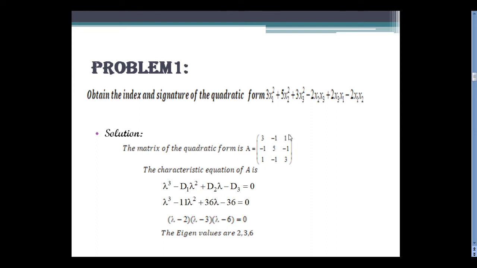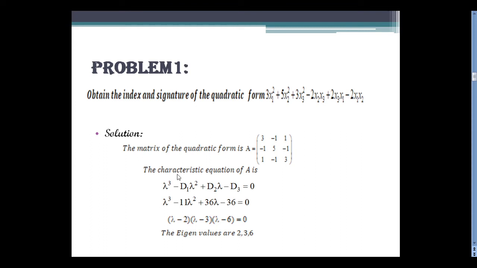Then half into the coefficient of x3 into x1. The x3 x1 coefficient is 2. When you multiply with half, you get 1, and here also 1. In the same way, half into the coefficient of x2 x3, which is minus 2. When you multiply with half, we get minus 1, and here also minus 1. These two values must be the same. Now we have to check whether we got A as a symmetric matrix. Yes, we should get a symmetric matrix.